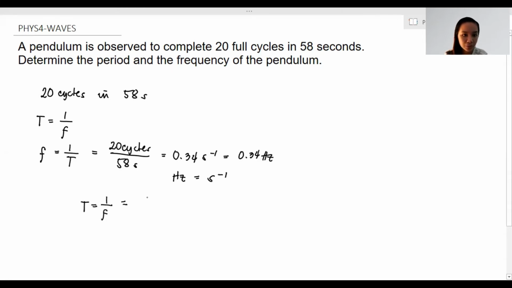So you can write 1 divided by 0.34 hertz. This will give us 2.9 seconds. Okay. So now we are able to get the period and the frequency of the pendulum.